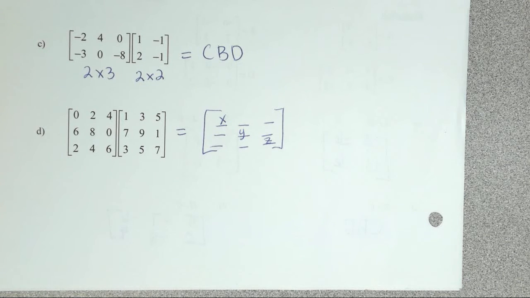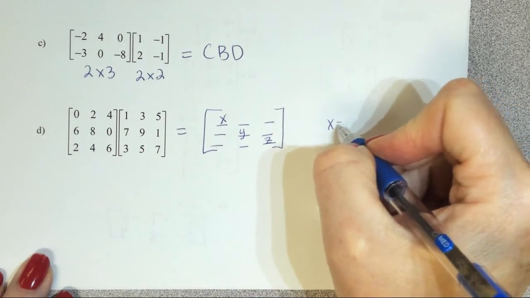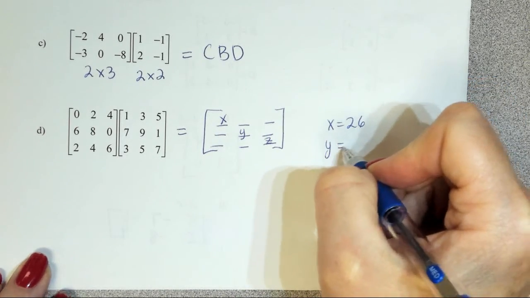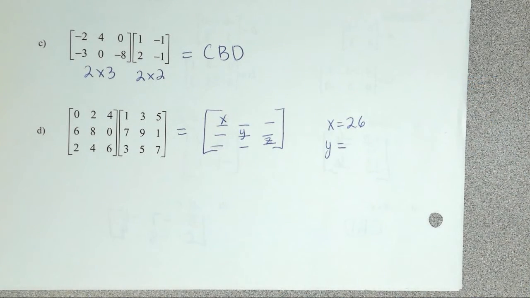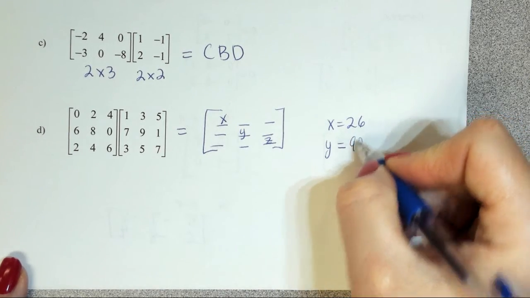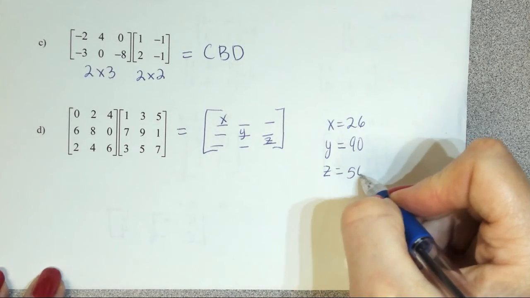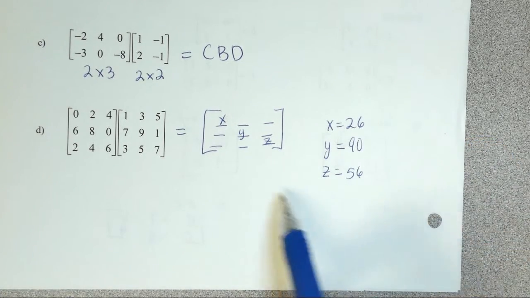Not an easy one. What do you think X is? 26, do we agree? Yes, X equals 26. What about Y? Who knows what Y is? What do you have, Alec? 90. Do we agree with 90? Good, that's correct. And what about Z? What do you have, Ben? 56, do we agree? Very good, that is correct. All right, guys, nice job.